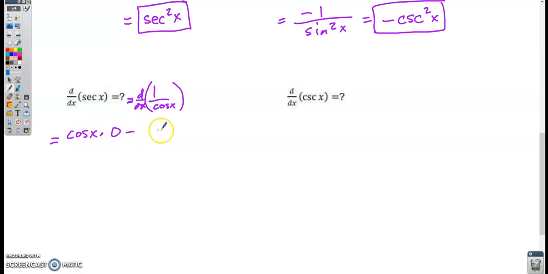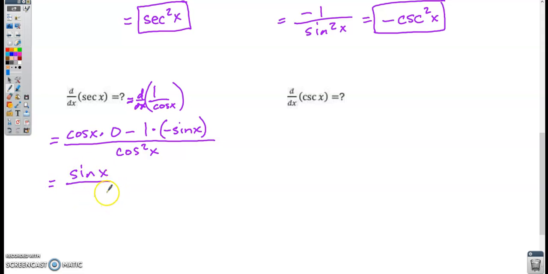So anyway, low times the derivative of high. The derivative of 1 is 0, minus high times the derivative of low. The derivative of cosine is the opposite of the sine. Square the bottom, and away we go. And simplifying this is sine of x over cosine squared of x.